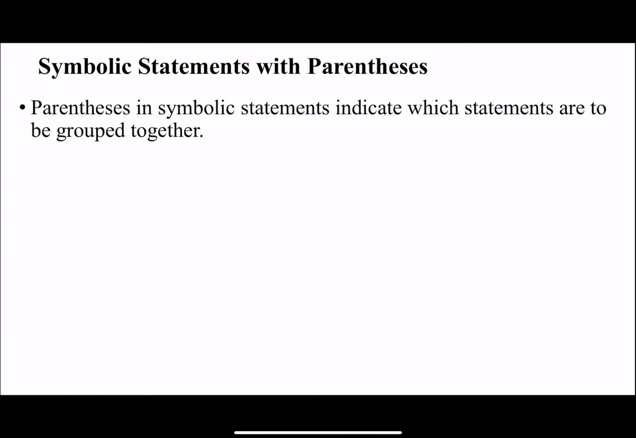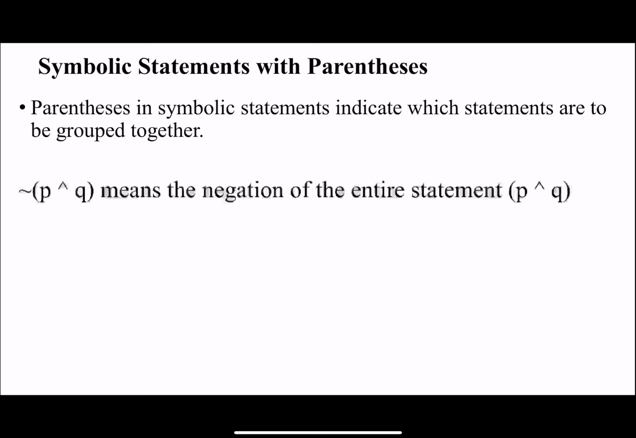Symbolic statements with parentheses. Guys, parentheses in symbolic statements are very important in logic because they tell you which statements have been grouped together. What does it mean? Look here. I have a negation sign, then in parentheses I have P and Q. It means the negation of the entire statement P and Q. You have P and Q and the whole statement has been negated, right? The entire statement is negated here.